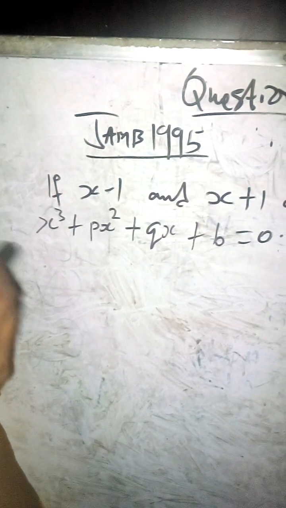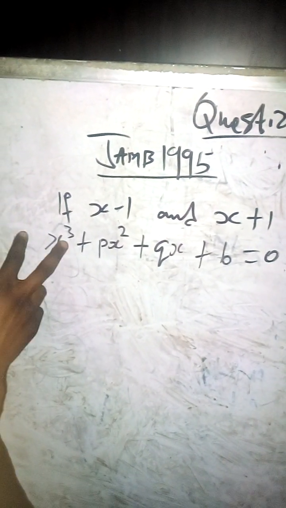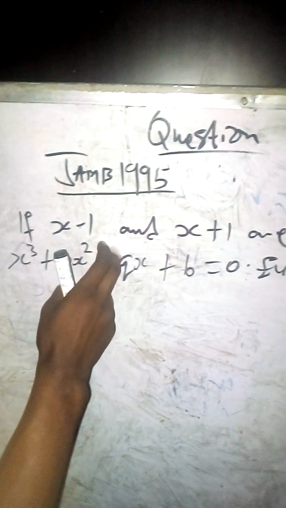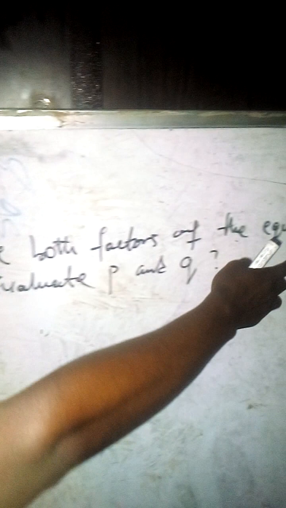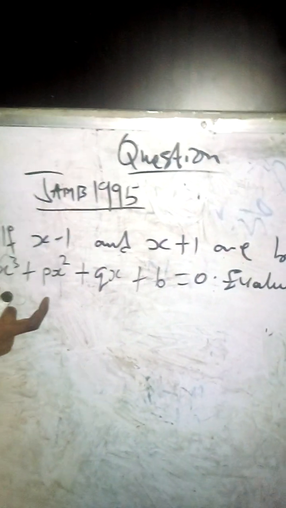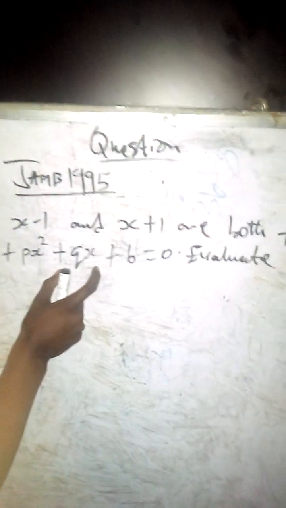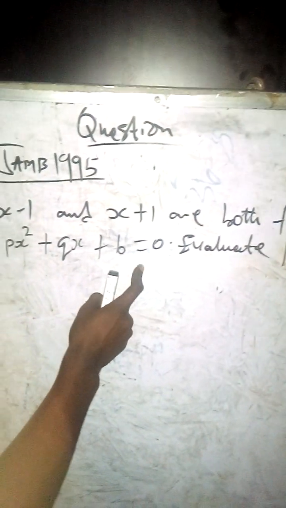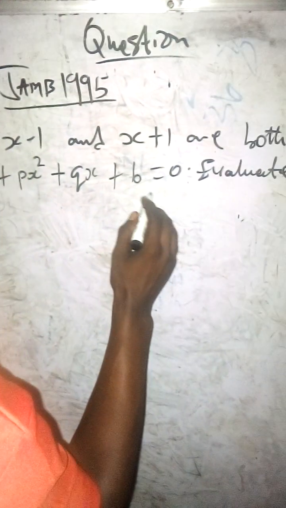The question is a JAMB question in 1995, and the question says if x minus 1 and x plus 1 are both factors of the equation. The equation is x cubed plus px squared plus x plus 6 equals 0. Evaluate p and q. Let's see what we can do.